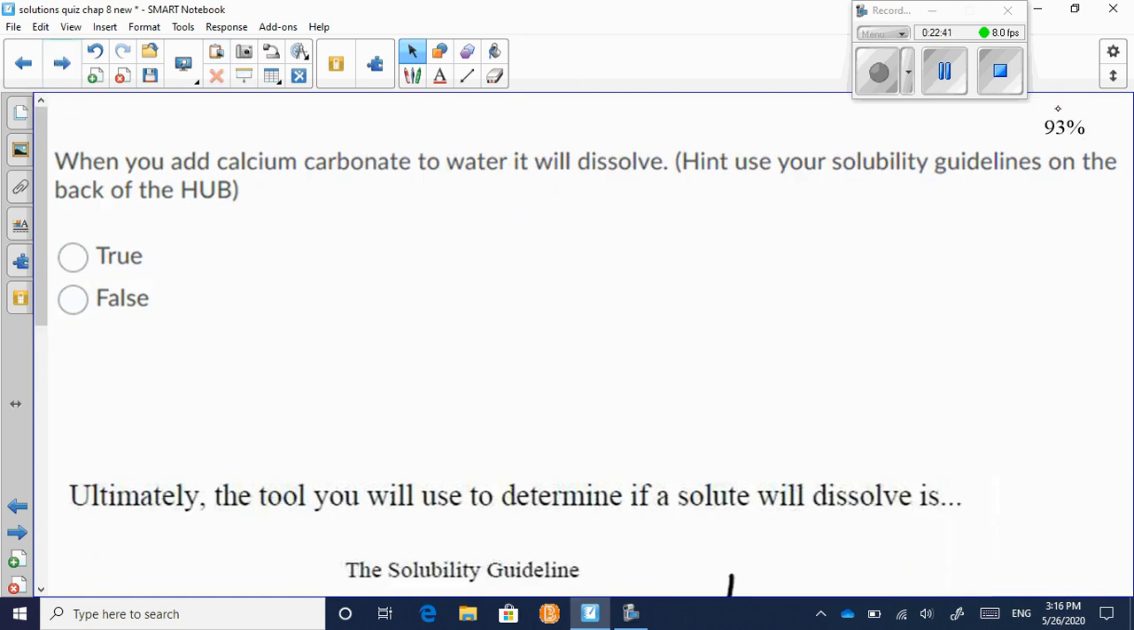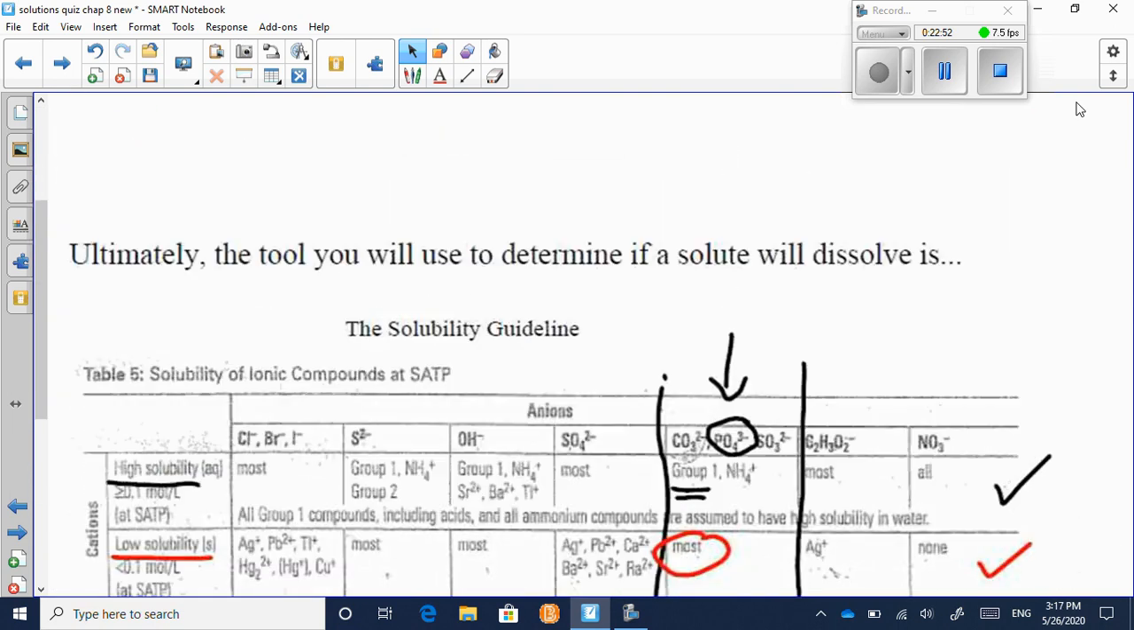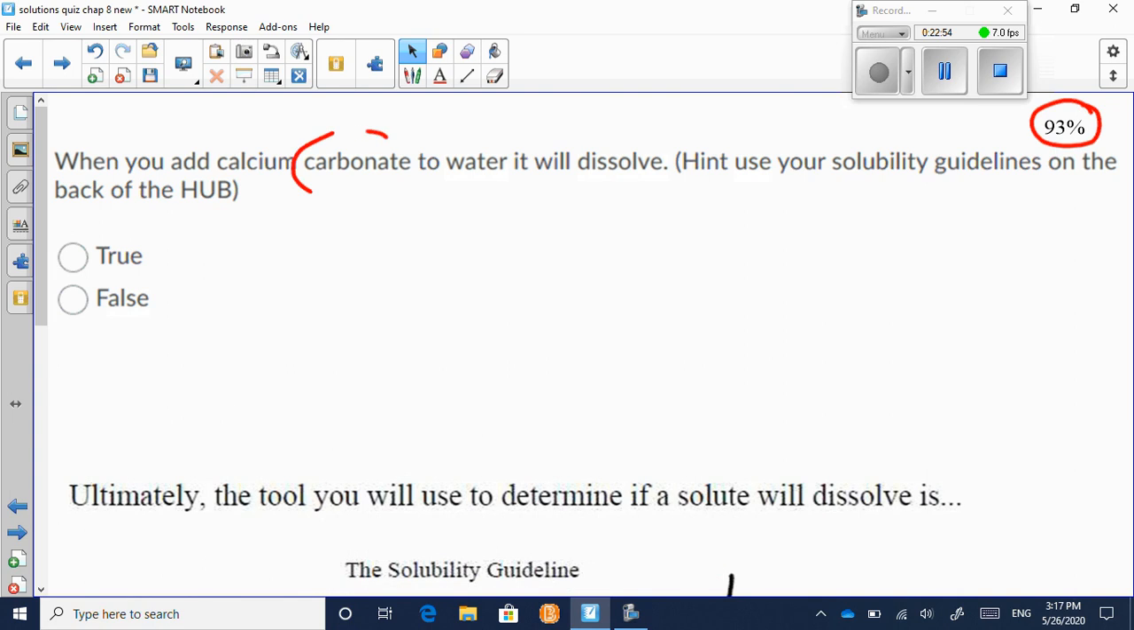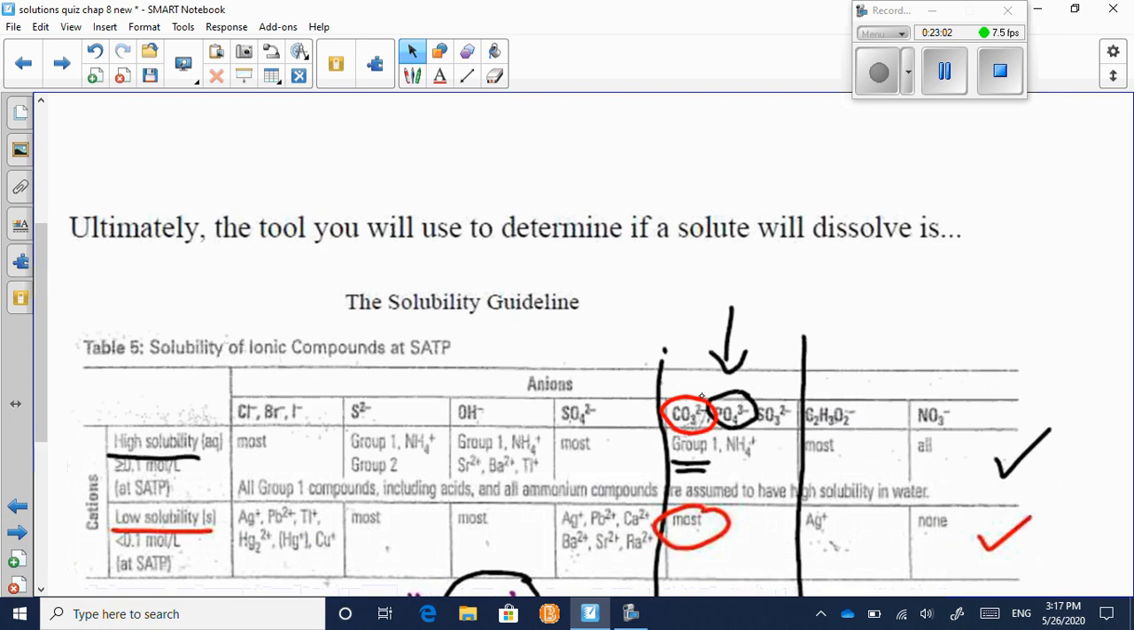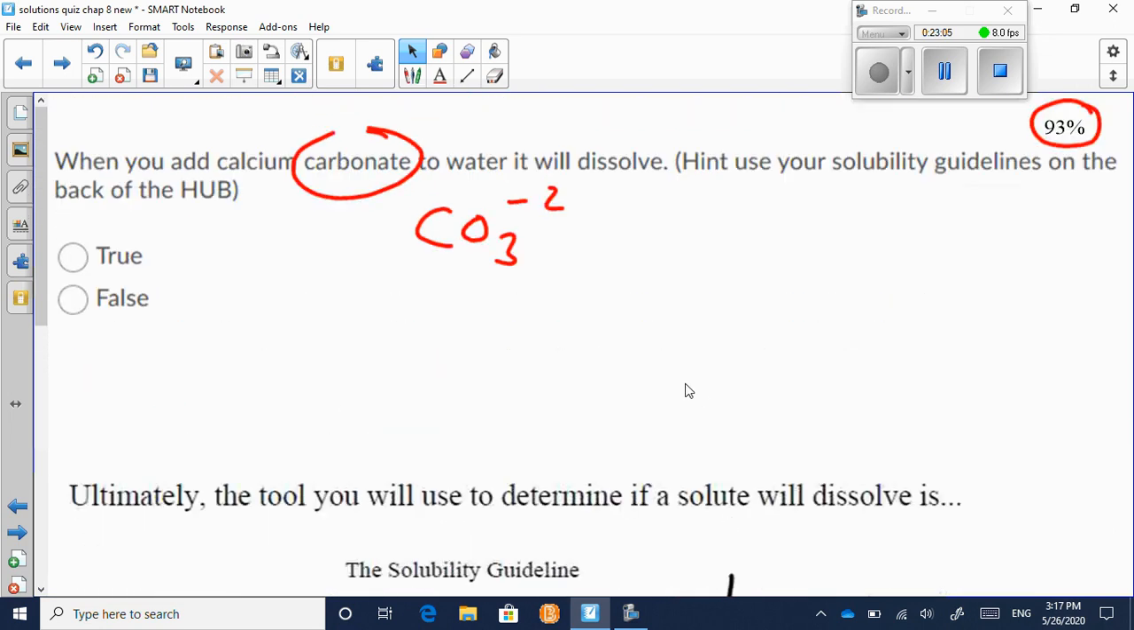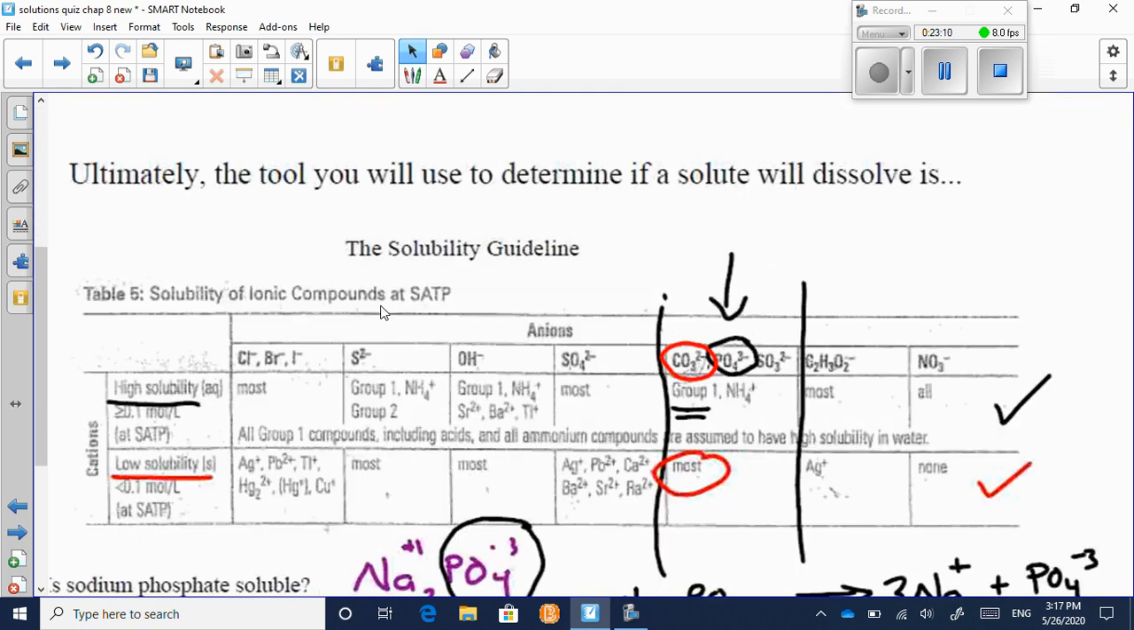Okay, this one, 93% of you got it right. So it says, when you add calcium carbonate to water, will it dissolve? Well, this one, you used your solubility guidelines. So you would flip your solubility guideline over. I wanted you to go find carbonate, which is CO3 2-, and there it is right there. And you would then check and see, well, where does calcium fall? Well, calcium is not in group 1 and it's not NH4, so calcium falls down here, so it's low solubility.